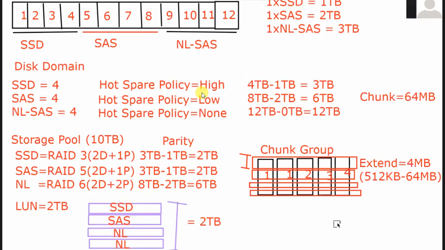Let's say they use the default 4 megabyte. All the sizes here are 4 megabyte. Then you form a 2 terabyte LUN from a lot of these 4 megabyte extents.